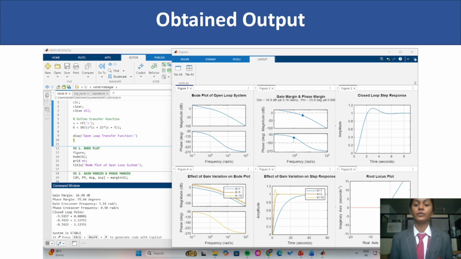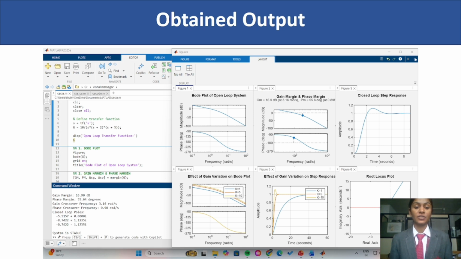The Bode plot consists of two parts, magnitude plot and phase plot. The magnitude plot shows how the gain changes with frequency in our system. The magnitude decreases as frequency increases, meaning high frequency signals are attenuated. The phase plot shows how the phase angle changes with frequency. It starts around minus 90 degrees and decreases towards minus 270 degrees, indicating the presence of one integrator and two poles. This behavior helps us understand the dynamic characteristics and stability of the system.